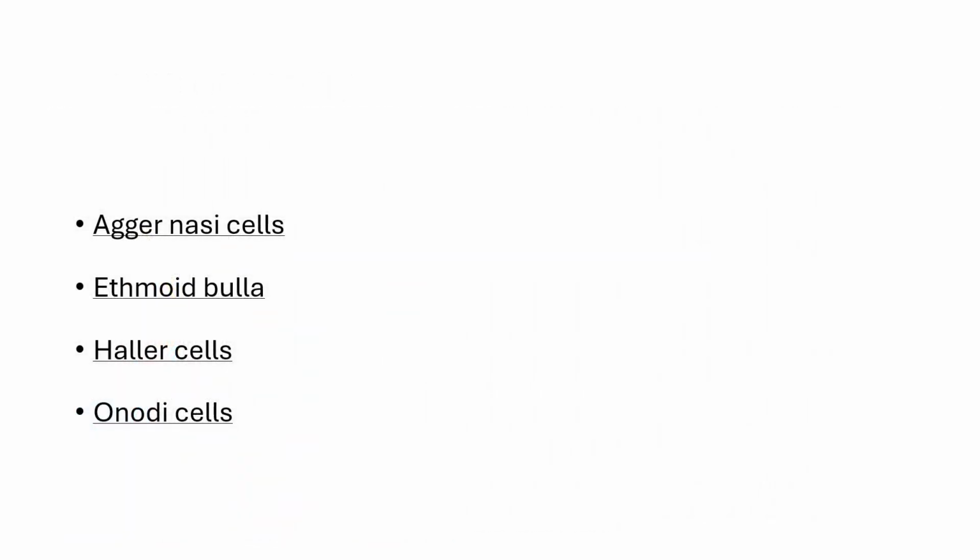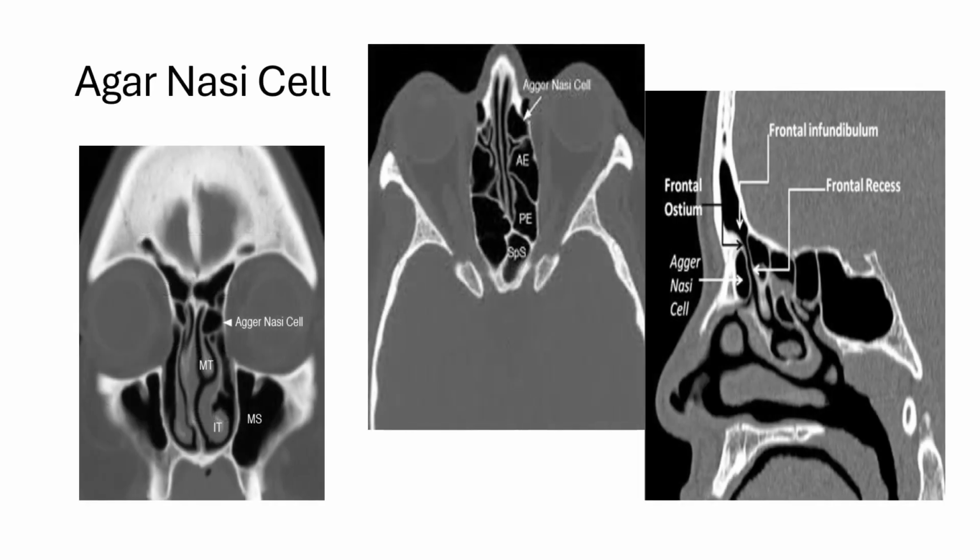Some of the ethmoid air cells have been given specific names because of their importance in surgical procedures or involvement in head and neck pathologies. These are the frontal recess cells, including agger nasi cells, ethmoid bulla, Haller cells and Onodi cells. Agger nasi cells are the most anterior ethmoid air cells, as we can see in this image. They lie anterior and inferior to the frontal recess.